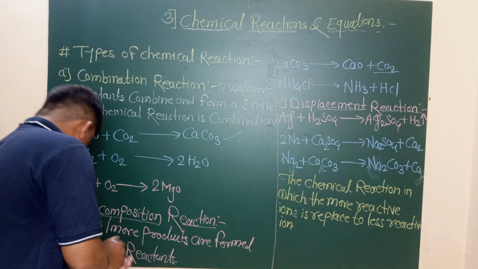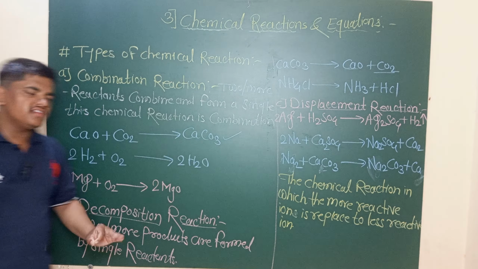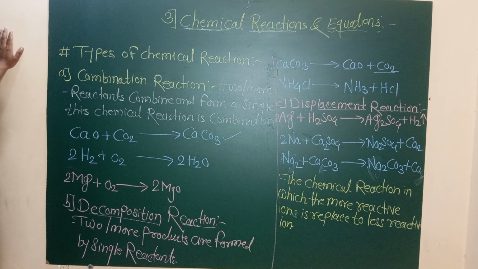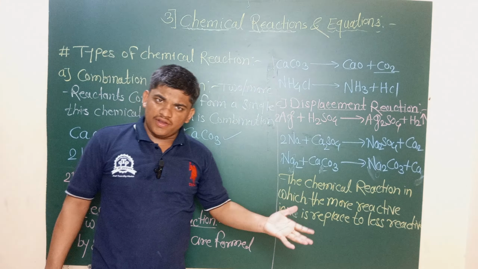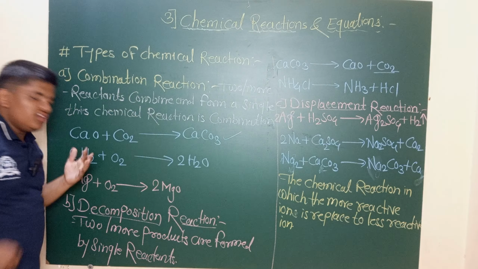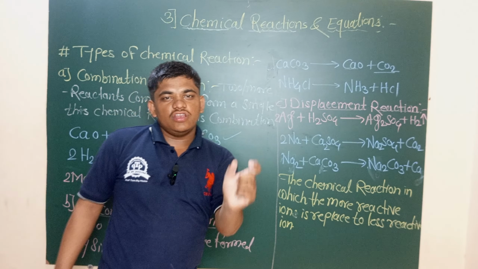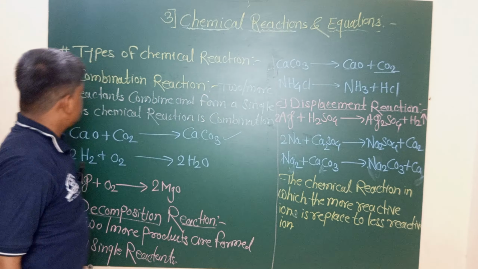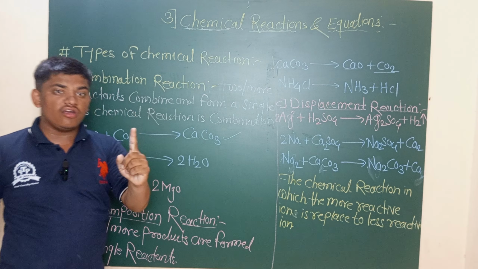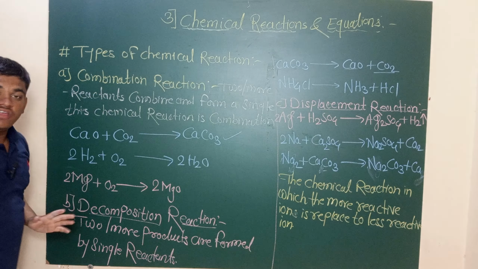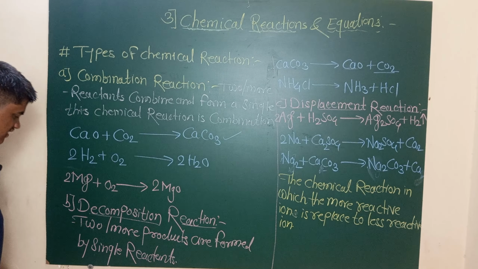Before moving on, let's just revise what we have discussed. There are three types of chemical reactions so far; the fourth one we'll discuss in this same lecture. The types are combination, decomposition and displacement reaction. Combination and decomposition reactions are exactly reverse to each other, because they depend on the number of reactants and number of products. If two or more reactants combine to form a single product, this reaction is called a combination reaction. These are examples of combination reactions.